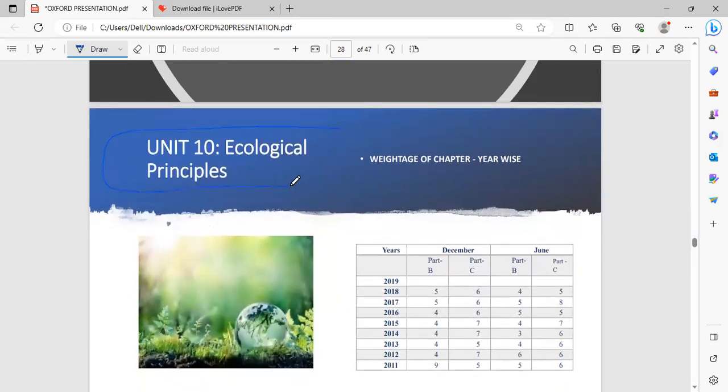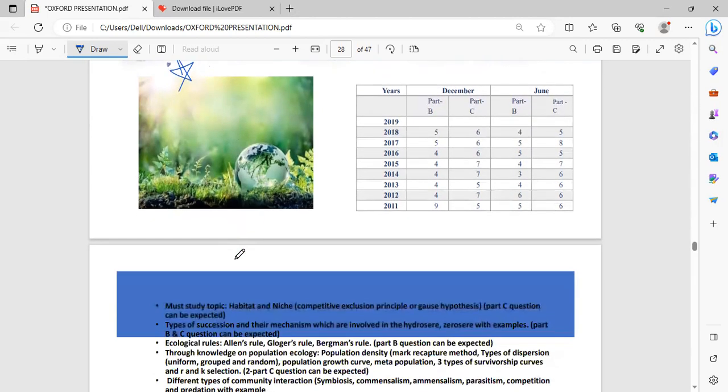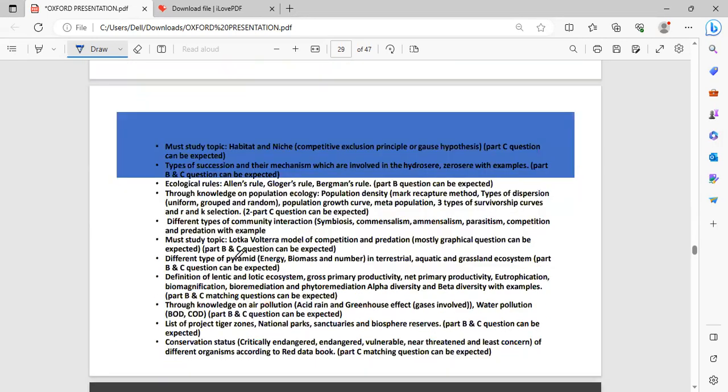Coming to ecology. Ecology is a very most important concept. In this ecology, what we have to study first is the subtopic, that is habitat and niche. After that, we have to study related to the population. A group of populations, we call it a community. After that, ecosystem.